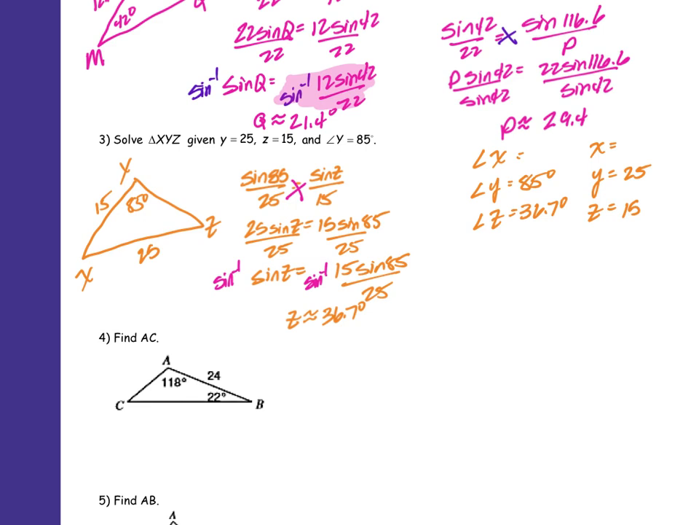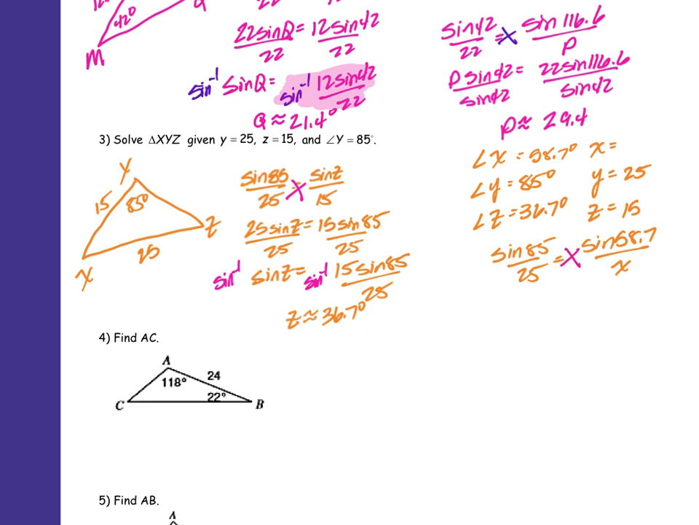Okay, and then I subtract that. Then to find X, I subtract those two from 180, and I got 58.7 degrees. Okay, and now I'm going to find x, so I'm going to do sine of 85 over 25 equals sine of 58.7 over x.